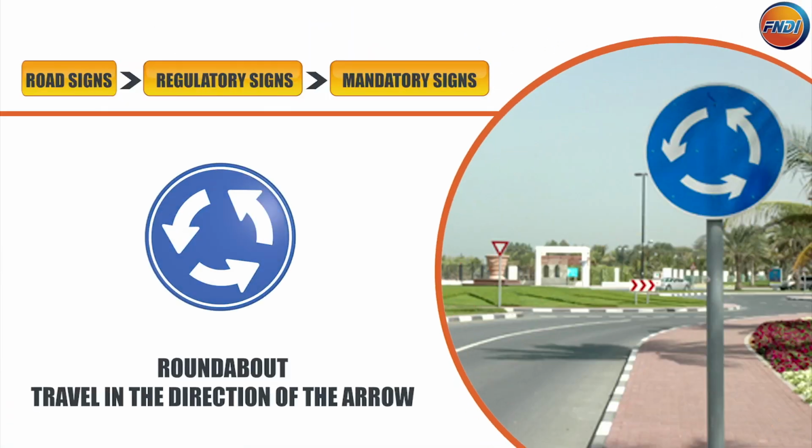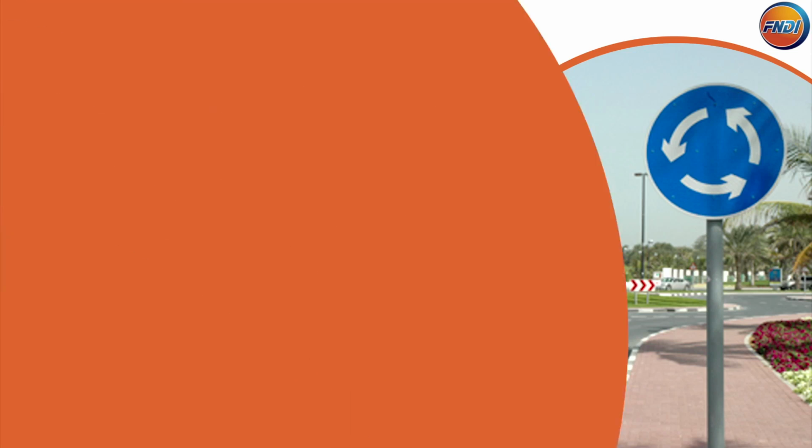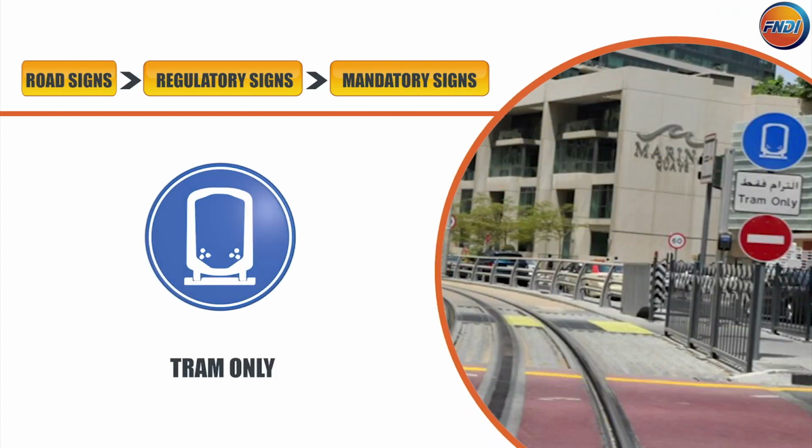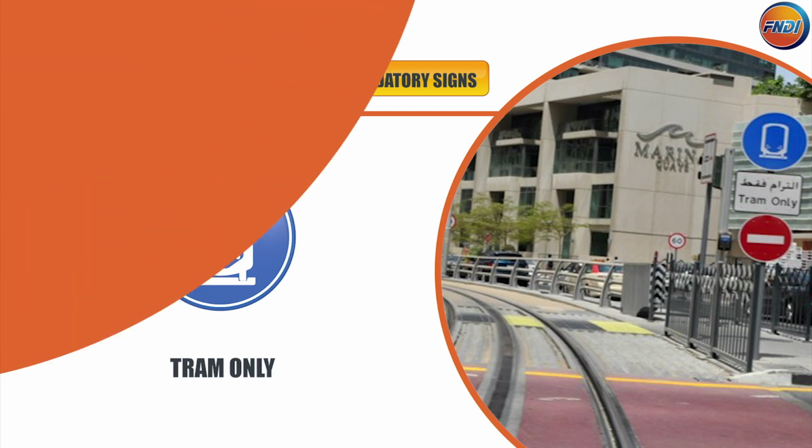Roundabout. This sign indicates a circular intersection commonly known as a roundabout. It is posted close to the roundabouts. The arrow indicates that the vehicles must travel in an anti-clockwise direction. Tram only. This sign indicates that the road or the portion of the road is set aside for the tram only. No other class of road user shall use the road or portion of the road indicated by this sign.